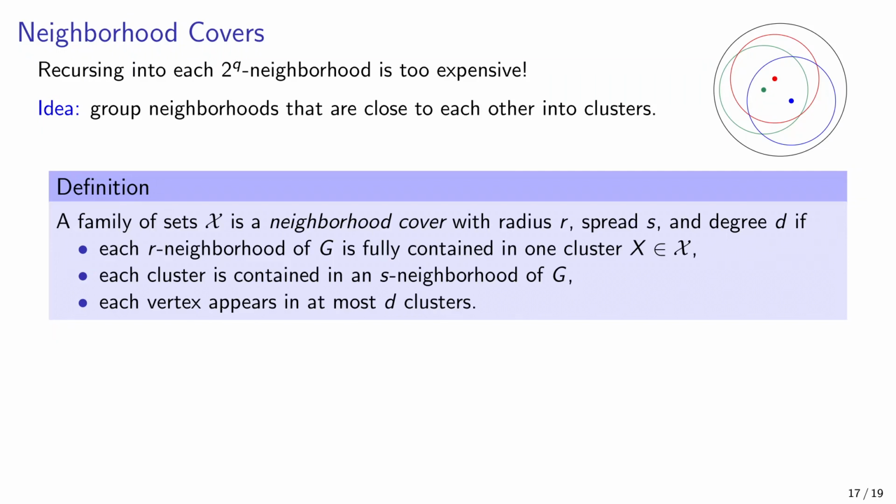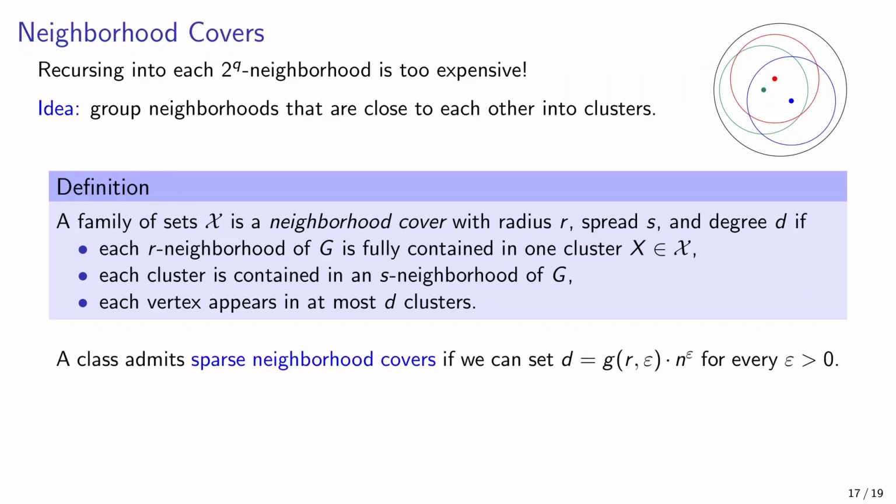And we do this by a neighborhood cover, which is a set of clusters. Each R neighborhood is contained fully in at least one of the clusters. Each cluster itself embeds into a bounded radius set, and every vertex appears in at most d clusters, which is called the degree of the cover. We say a cover is sparse if the degree is at most n^epsilon, for every epsilon bigger than 0.